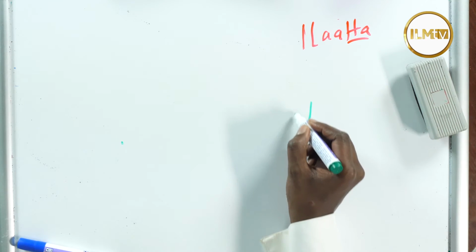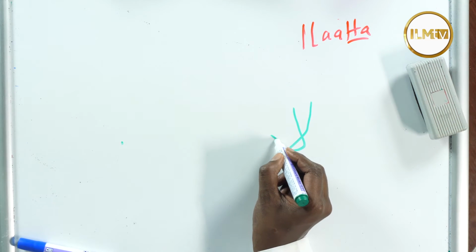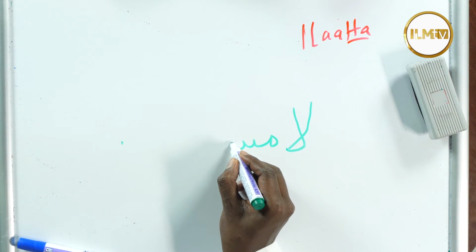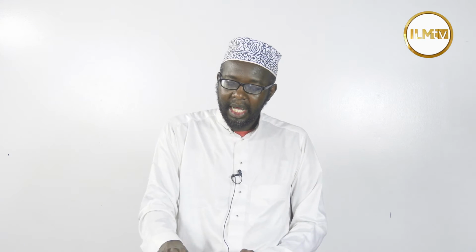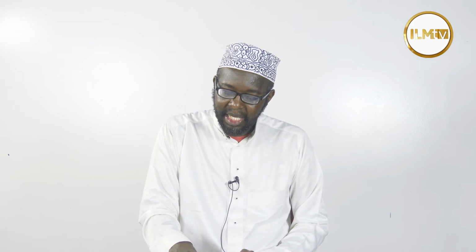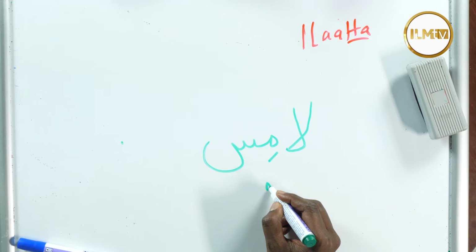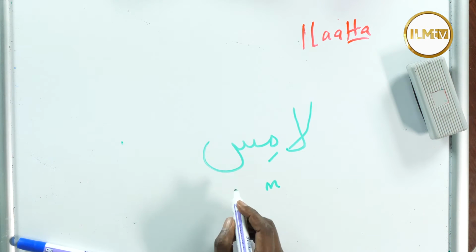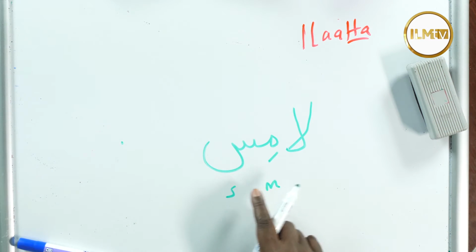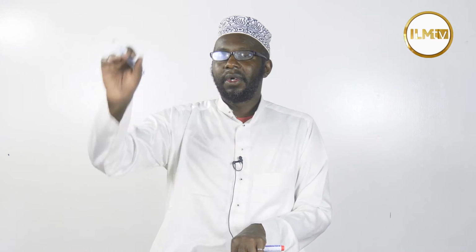Let's have a final example for this. La, mi, that's an M right there. So, la, mi, and this sound, s. So, la, mis. Let's read this. La, mis. So, let's have one final example before we wrap up.